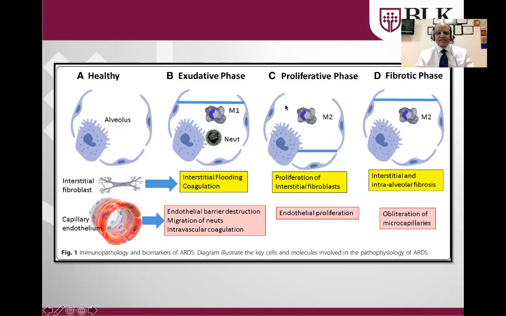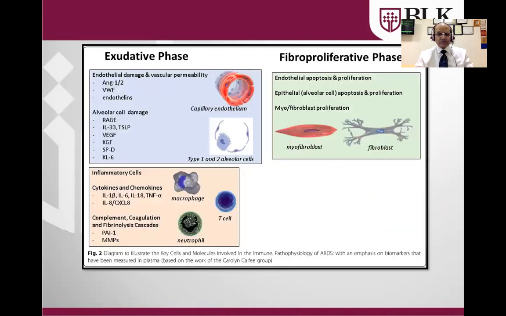Proliferative phase, again, there's significant damage that you can see in the alveoli, fluid filled here. Again, proliferation of interstitial fibroblasts is occurring and endothelial proliferation is occurring. And finally, the fibrotic phase, there is interstitial and intra-alveolar fibrosis, with obliteration of the microcapillaries. And as we have seen in COVID in some of the patients, this may lead to permanent disfigurement of the lung architecture. So what are the various biomarkers?